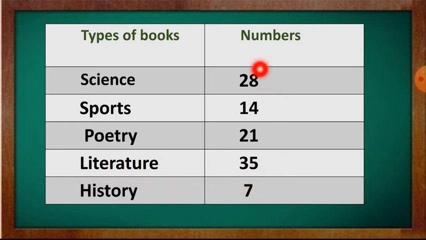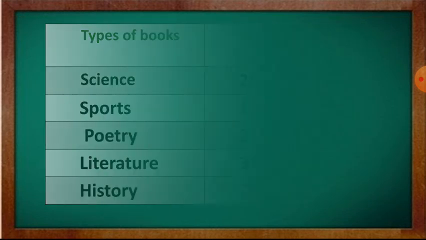So now students, again we have to select the image. The image we will take is of books because here types of books are given. Then the next step will be to select the scale. To select the scale we have to see the smaller number. Here the smaller number is 7. Now all the numbers come in the 7 table. Yes. So your scale will be one image is equal to 7 books. Understood students? Now let's make the pictograph.